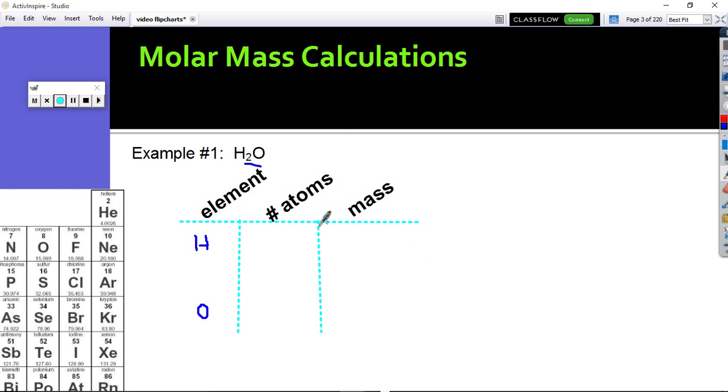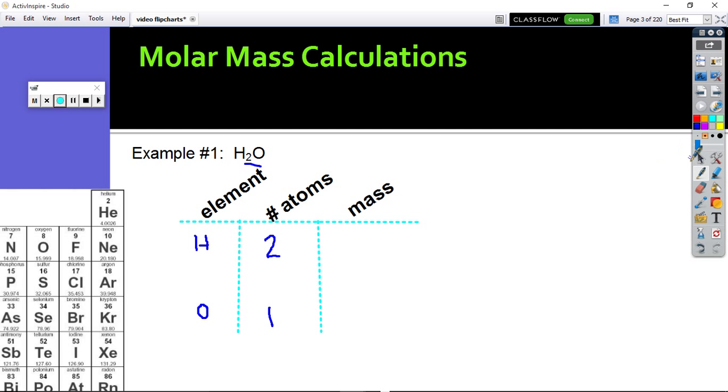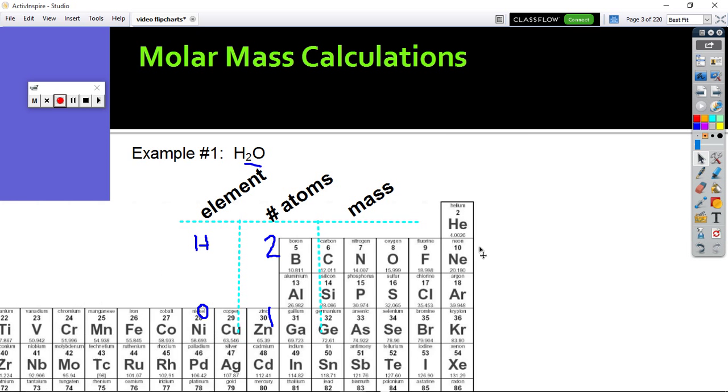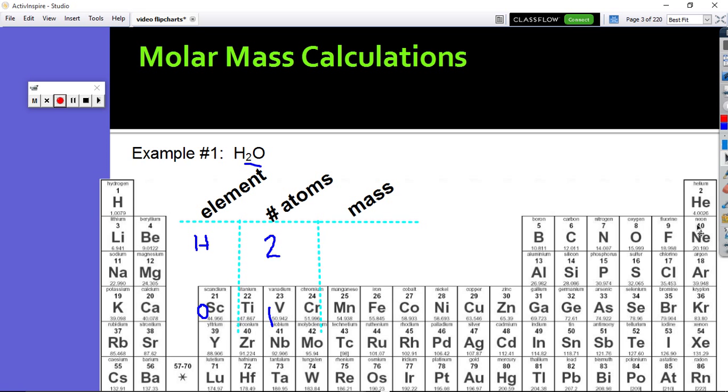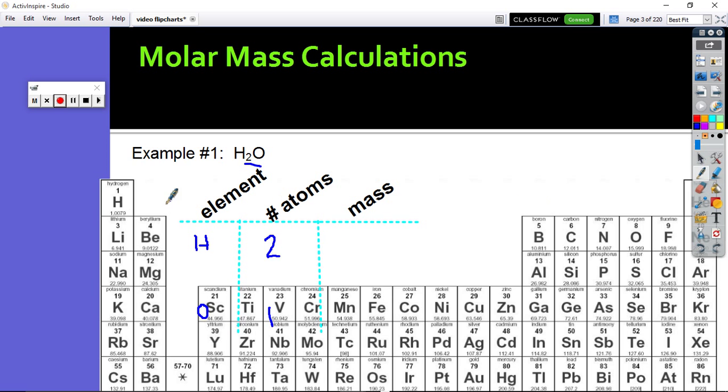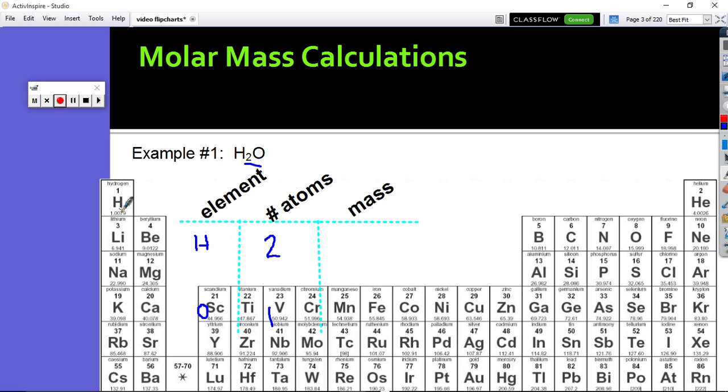We're going to write that down. 2 hydrogen and 1 oxygen. And then the mass of each one. We found the mass on an earlier unit. So taking a look at our periodic table, the mass of hydrogen is 1.0079.